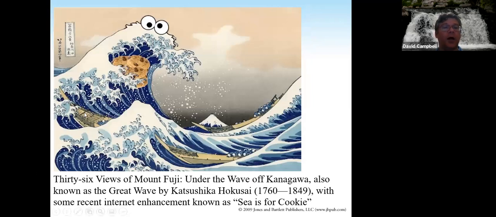Here's another good example of a breaking wave, famous Japanese painting, Hokusai. Of course, also this particular version has a few details that were added more recently by someone online.